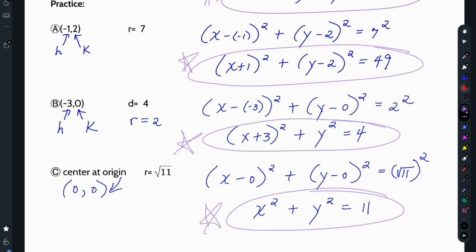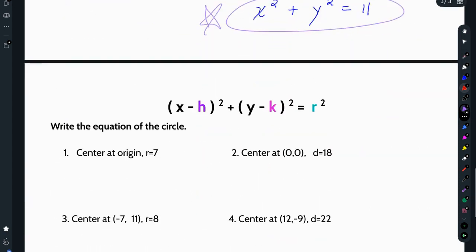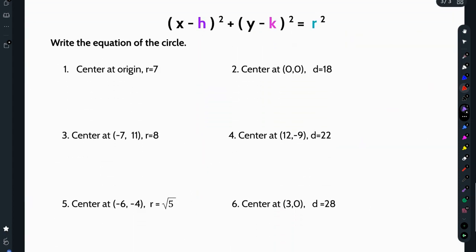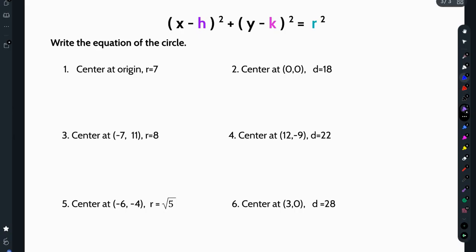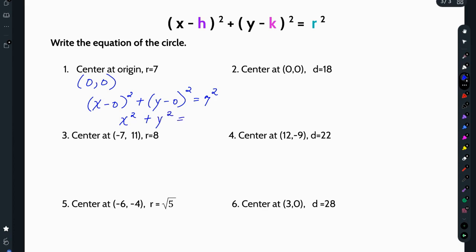Moving on to the last page. Again, what I would suggest is pause the video and then check your answers. For number 1, we have a center at 0, 0 and a radius of 7. Final answer, x squared plus y squared equals 49.